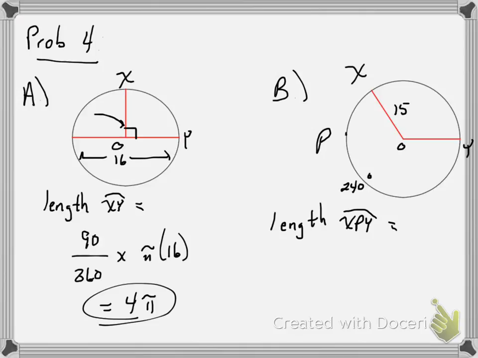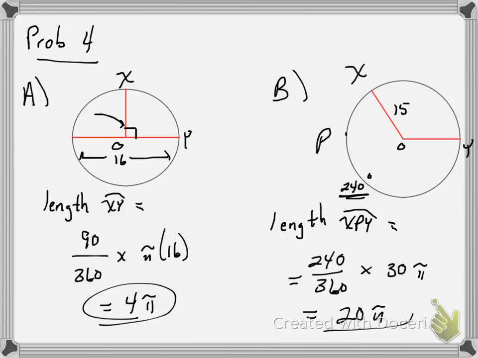Let's look for the length of XPY. XPY is this major arc here. Again, we have this 240 degrees right there, so that's the measure. So 240 divided by 360 is the portion of the circle I'm talking about. I want to multiply it by the total circumference. Well, the radius is 15, so it's 2 pi r, so 30 pi, or 2 times 15. Punch that in my calculator, I end up with 20 pi as the length of that arc.